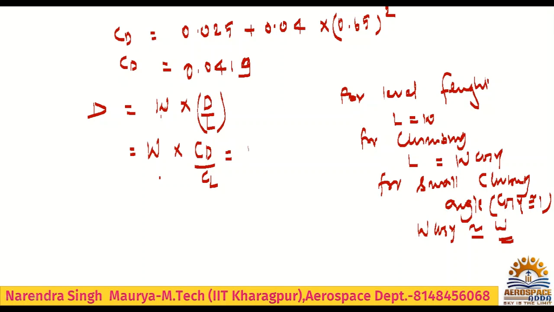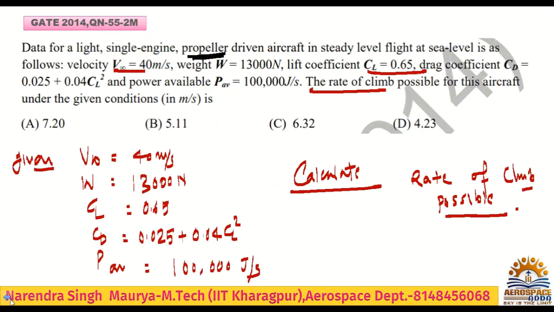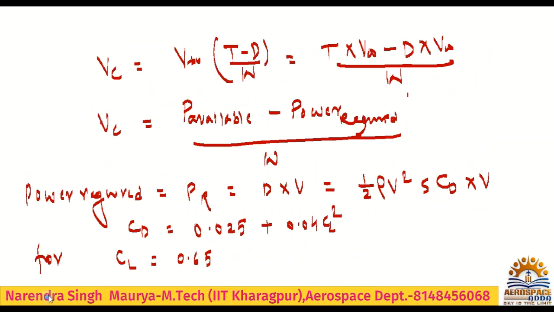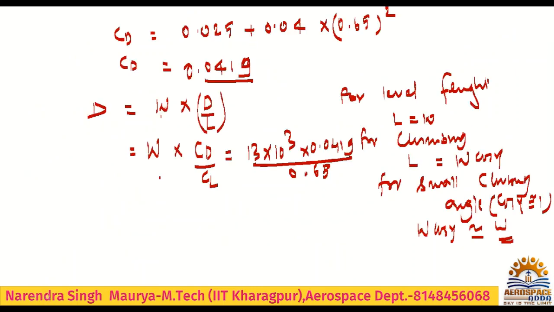So it is nothing but CD, which you have just calculated as 0.0419, over CL, which is 0.65. If I'm right, it is 0.65. Check. All right. So drag you can write in this way.